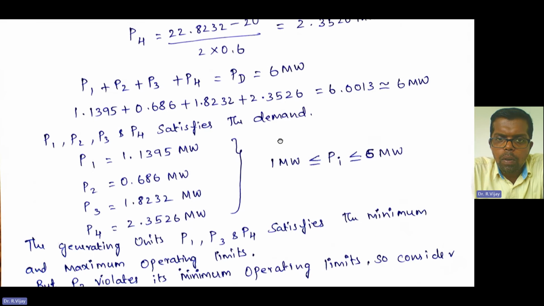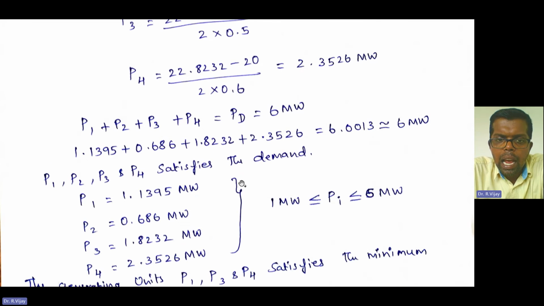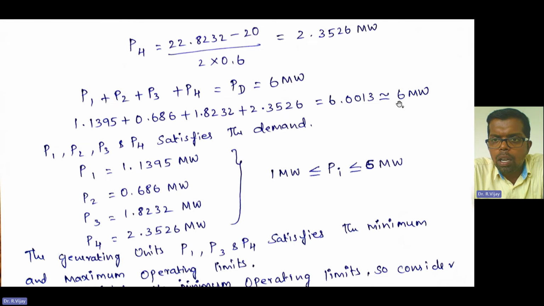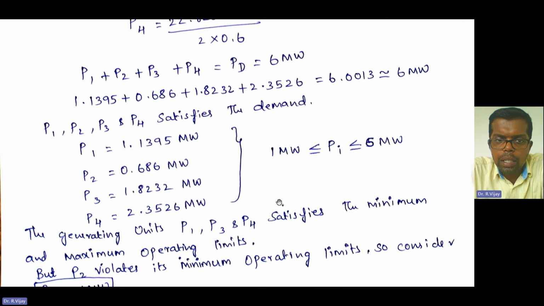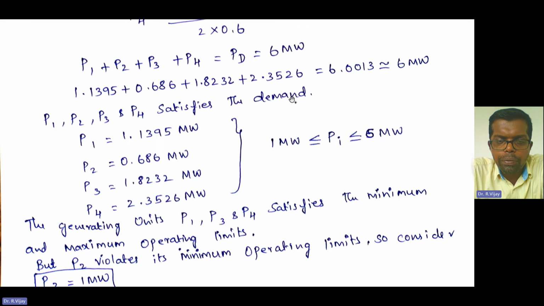Sometimes what students will do is they just approximately calculate P1, P2, P3, and the demand also will be satisfied. So students will stop up to this. P1, P2, P3, P4 satisfy the demand, and they will write a conclusion as P2 is not satisfying the minimum operating limit. Like that, they will conclude and stop the problem. If you stop up to here, you will get only 2 marks out of 10 marks.